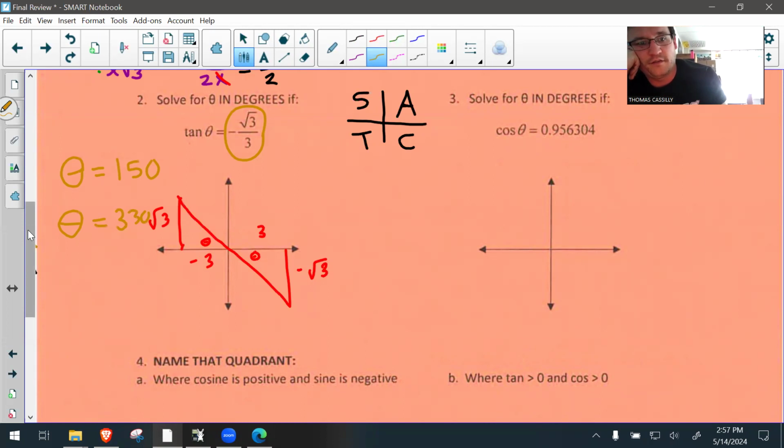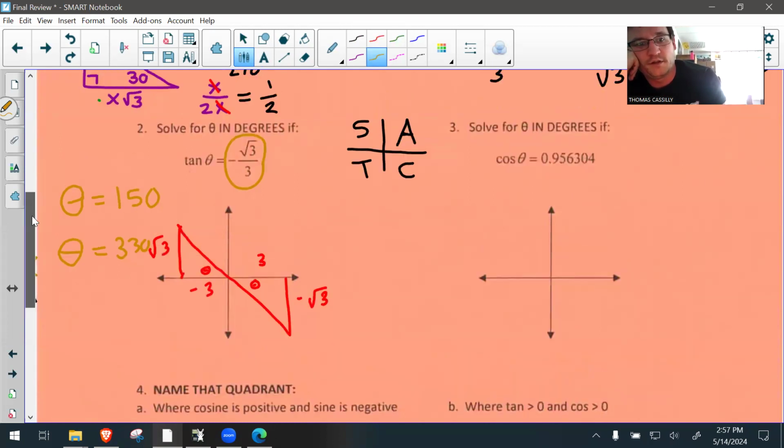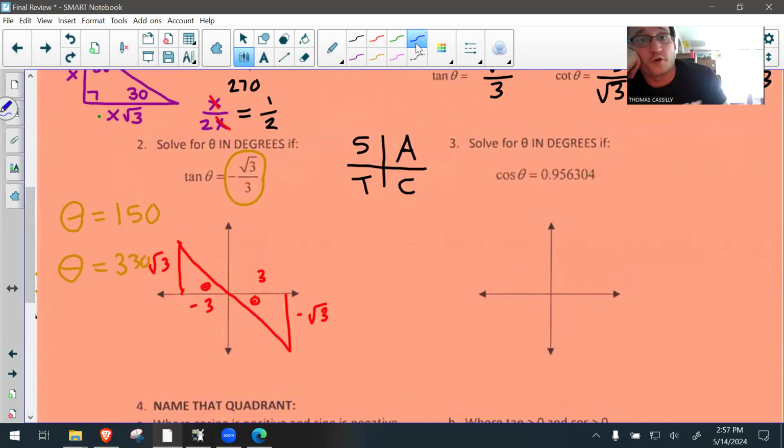On the next one, this one is a little bit more involved here because we don't have a perfect number. So what we're going to have to do is take the inverse. But first things first, this is a positive.